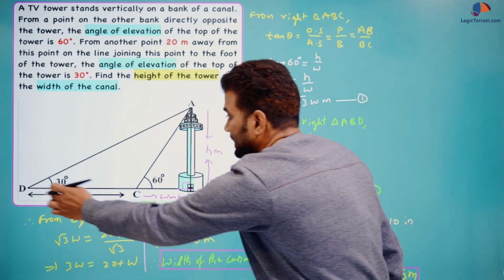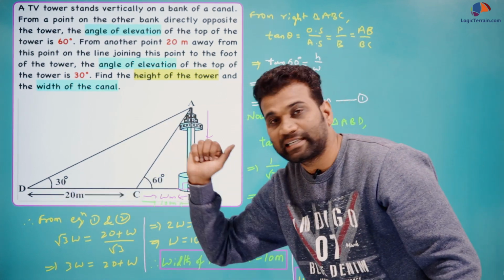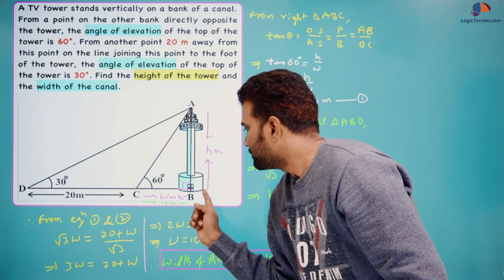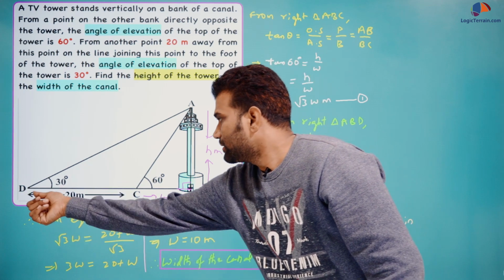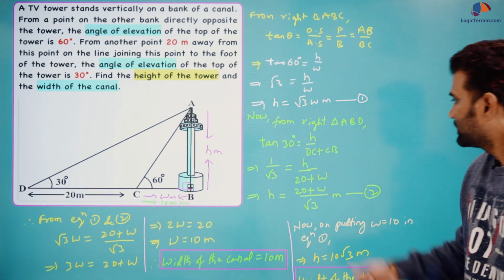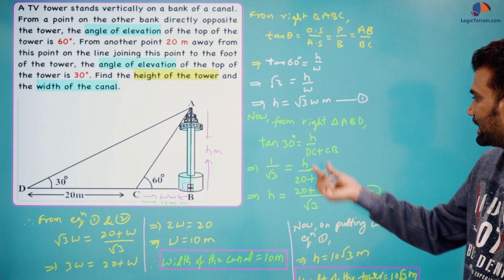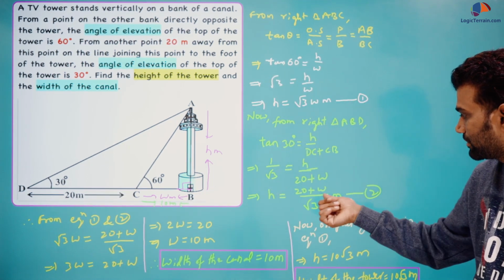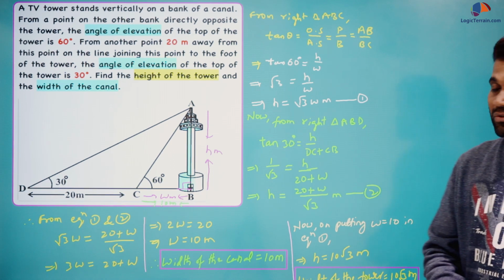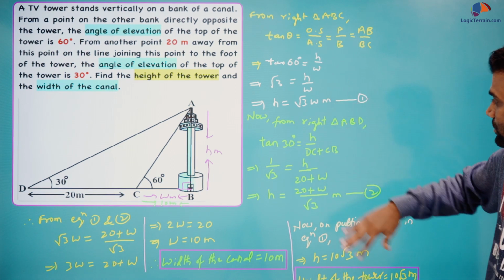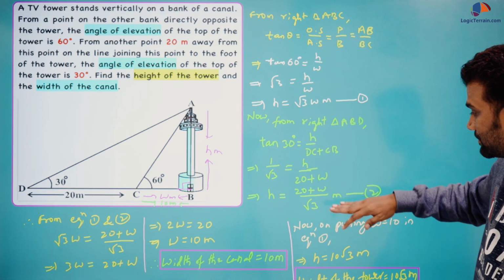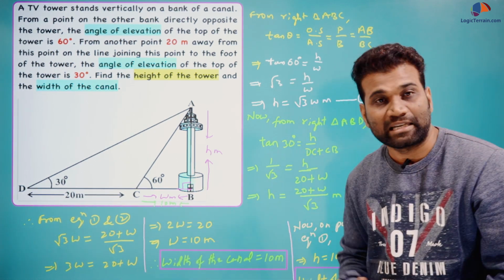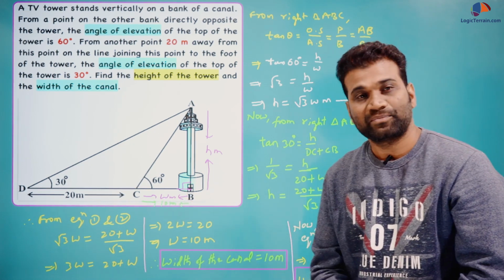Now considering this right angle triangle, here theta is 30 degrees and tan 30 degrees is equal to h upon BD. BD is nothing but DC plus CB, right? Again DC we know that is 20 meters, substituted and simplified further. Here we have got an h value. Let us take this as number 2. Now again from equation 1 and 2 you can see both are h values, so we can equate them. So equated, and finally here we have got w, that is 10 meters, that is the width of the canal.